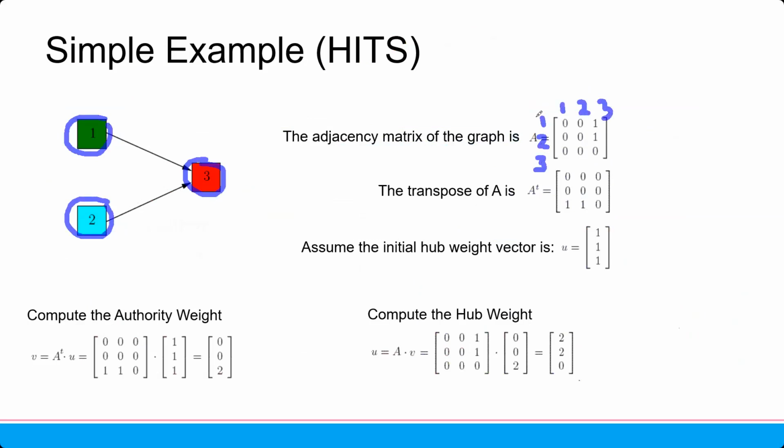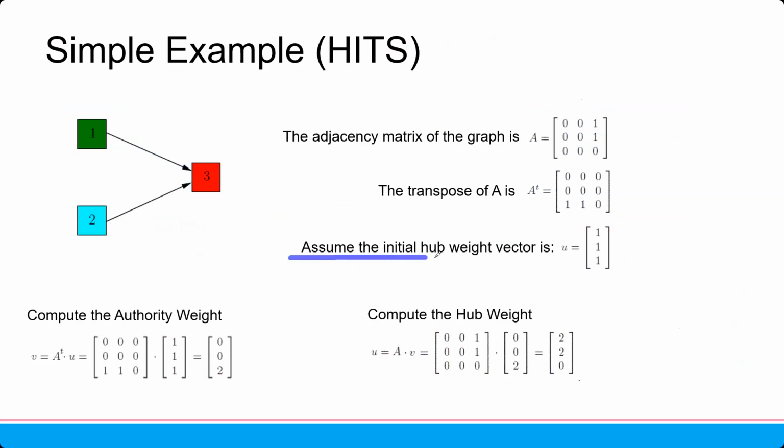The web number 1 is connected to web number 3. The web number 2 is connected to the web number 3. Then the index 1 is connected to number 3, and the index 2 is connected to number 3, and the remaining are 0. A^T means the transpose of A. If it is the transpose of A, then one will be here and the other one will be here. So we have this matrix for the A transpose.